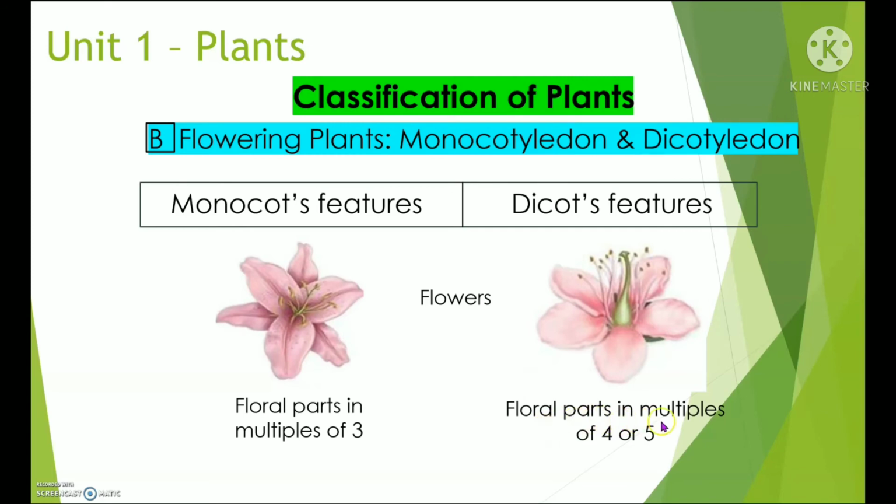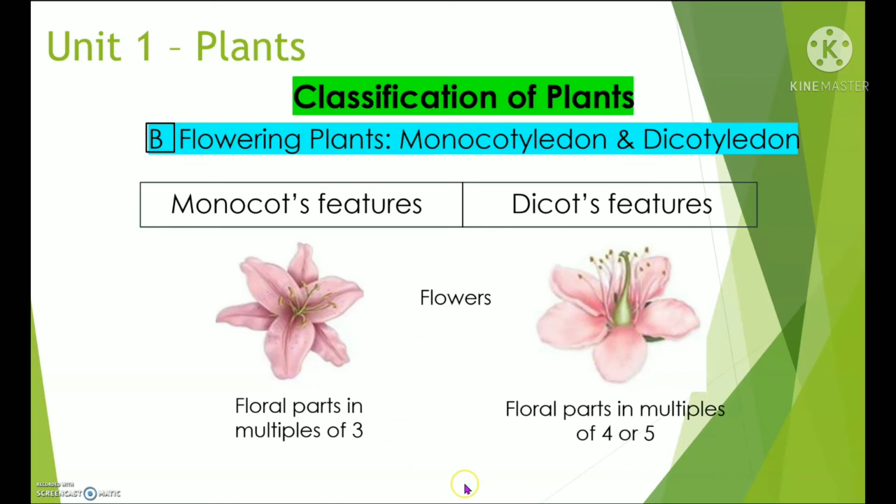Now let's talk about the dicot flower. Floral parts in multiples of 4 or 5. Let's count the petals. 1, 2, 3, 4, 5. So it's usually 5 petals or multiples of 4 or 5. It can be 8, it can be 10.